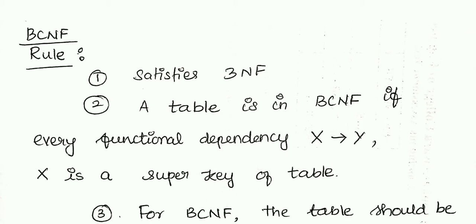A schema is in BCNF if every functional dependency, you can take any dependency in the schema, in general X determines Y, X has to be a super key. If it isn't a super key that determines some other attributes, we have to decompose. Is this clear? So all dependencies have to be based on the super key. That is the normal form for BCNF.